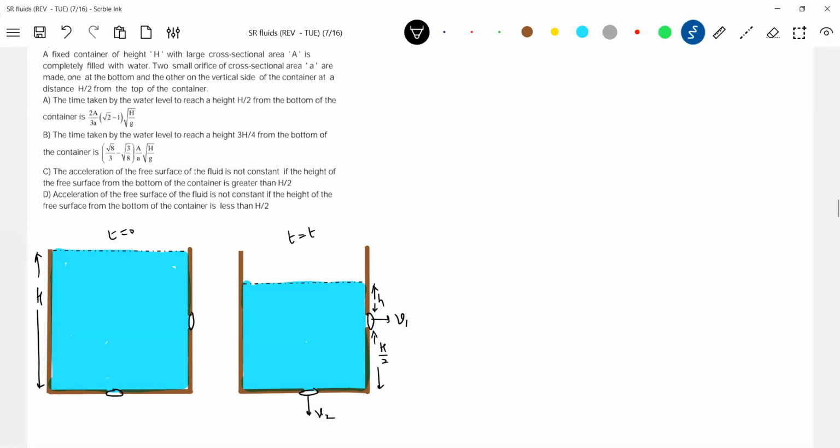First we'll write the expression for velocity of efflux. So what is V1 equal to? This is hole 2, hole 1. So V1 should be equal to root of 2gh.